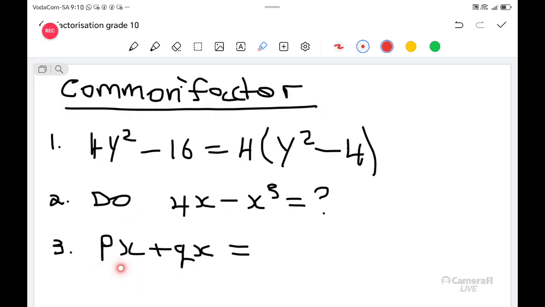What is it that is common? We know we have x here. You can see we have x here. It means x is our common factor. You take out x. What is it that you're left with here? It is p, here it is q. So then you will write p plus q. Done.